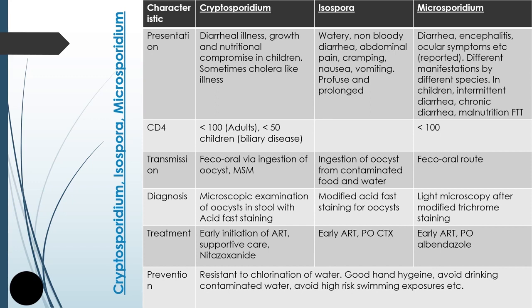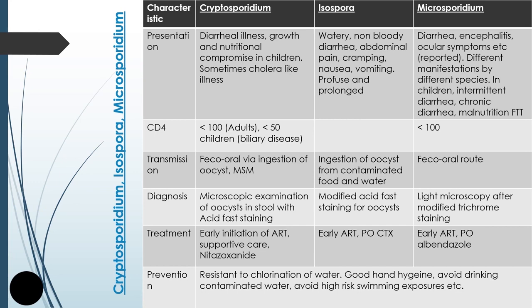Isospora presents with non-bloody watery diarrhea, abdominal pain, cramping, nausea, and vomiting. Microsporidium can present with diarrhea and encephalitis, and ocular symptoms have also been reported. Manifestations differ by species, and in children, intermittent diarrhea, chronic diarrhea, malnutrition, or failure to thrive have been seen. Transmission is by the fecal-oral route for cryptosporidium, by ingestion of oocysts, especially in men having sex with men. In isospora, it is ingestion of oocysts from contaminated food and water, and microsporidium is also transmitted through the fecal-oral route.